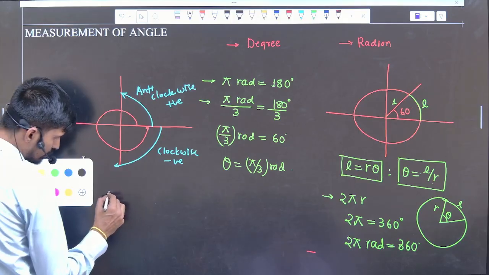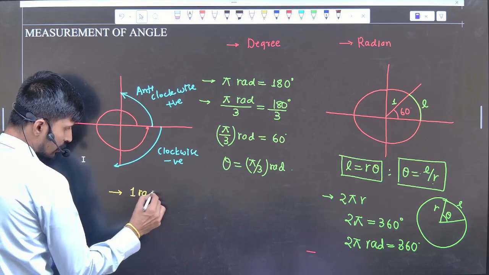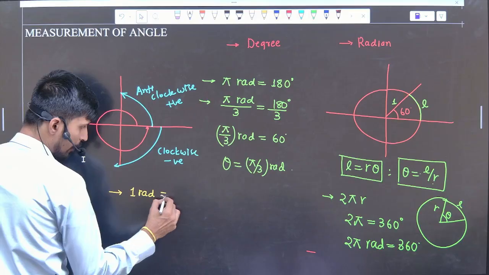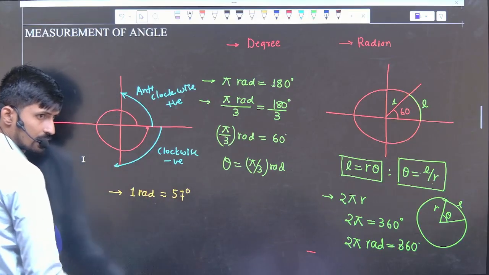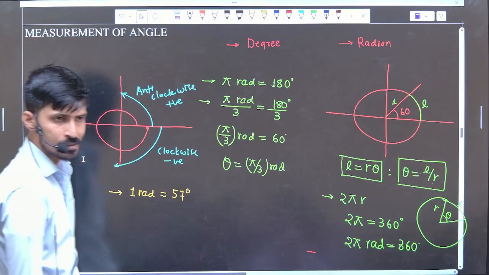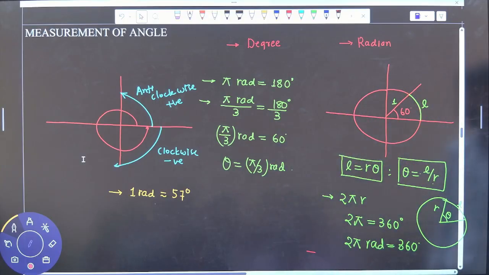Now here, you have to remember 1 radian will be approx 57 degree. 1 radian will be approx 57 degree.